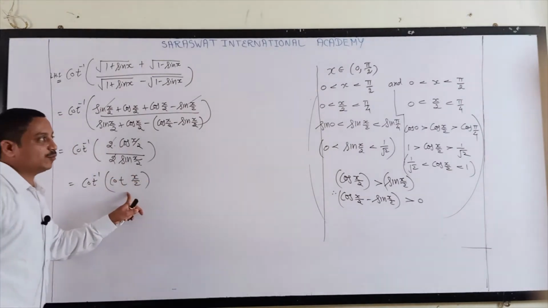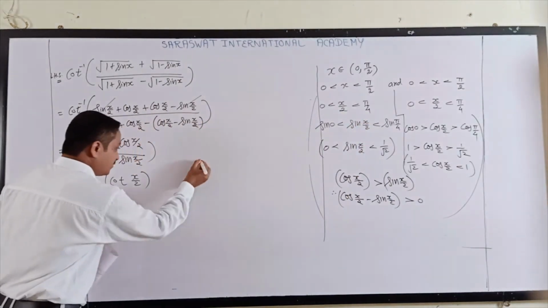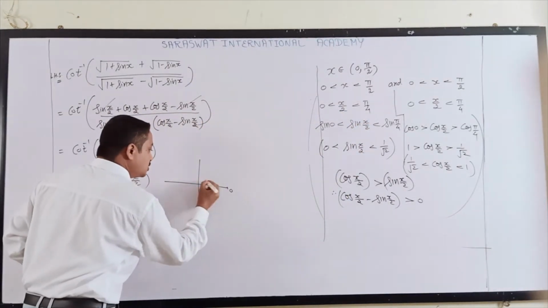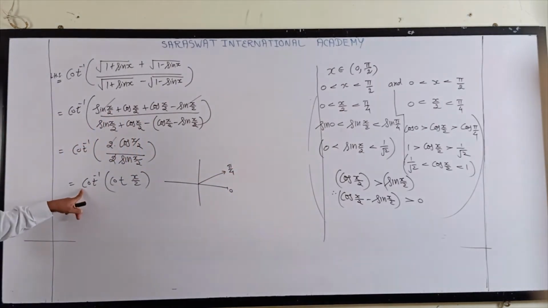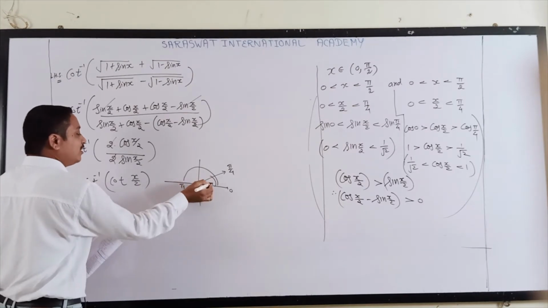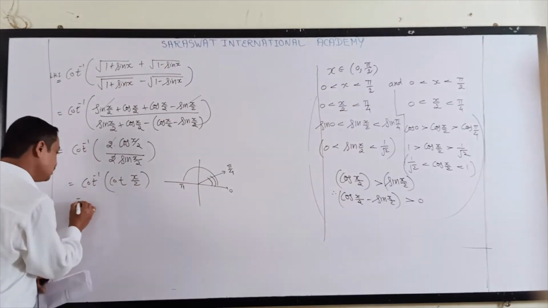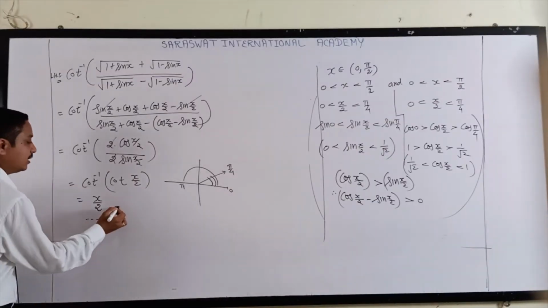And already you checked, what is the x by 2 range? 0 to 45. It means here, 0 to 45. And what is the range of cot inverse? 0 to pi. Definitely it belongs to the range. So we have done x by 2, and we have finished our RHS.